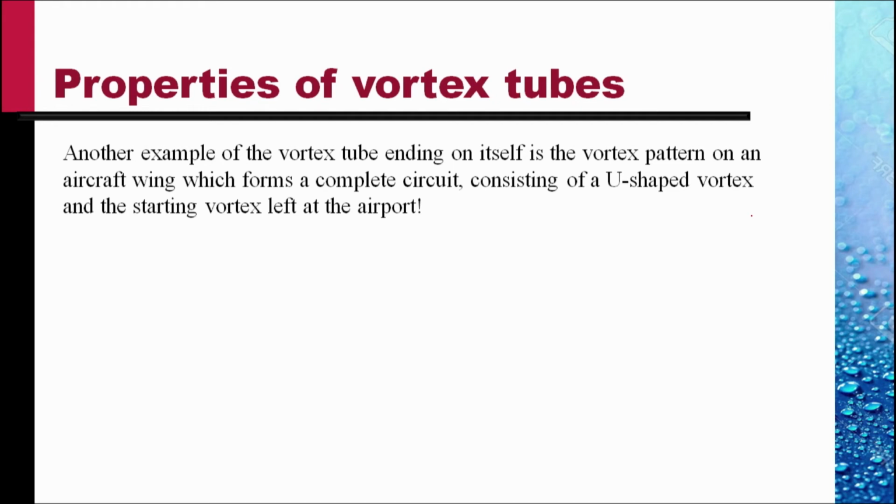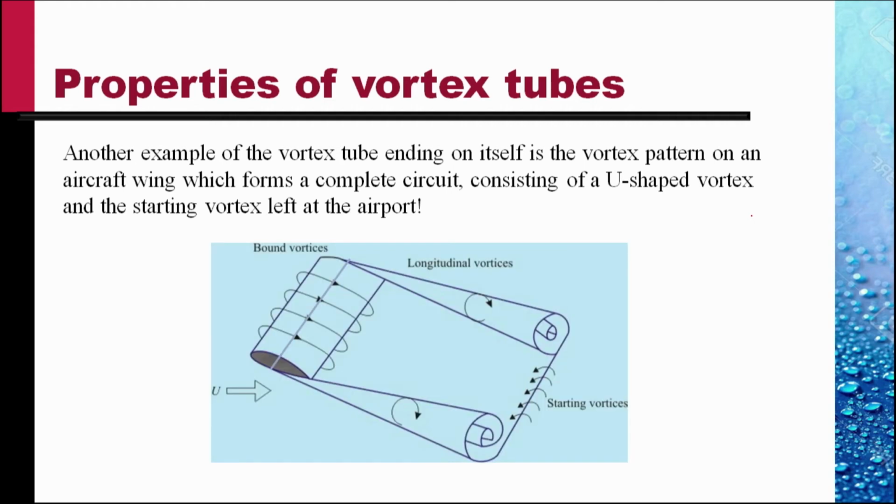Another example of a vortex tube ending on itself is the vortex pattern on an aircraft wing, which forms a complete circuit consisting of a U-shaped vortex and the starting vortex left at the airport. This is a typical pattern of vortices on an aircraft wing. We assume a bound vortex on the wing. In fact, it is this vorticity that is supposed to produce the lift.